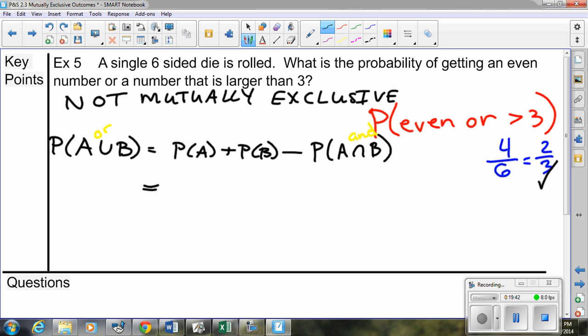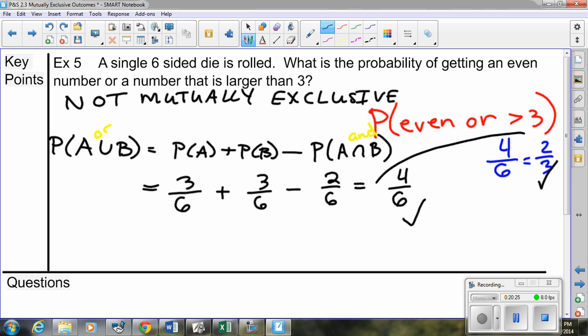So to get the answer, which we already know is 2/3, what's the probability of getting an even number? Even numbers are 3 out of 6. How many numbers are larger than 3? People are telling me 3. But how many of them are both even and bigger than 3? That's 2 of them. We have the 4 and we have the 6. Well, crunching our numbers then, 3 plus 3 subtract 2 gives us 4 out of 6. And we get the exact same answer that we had before.